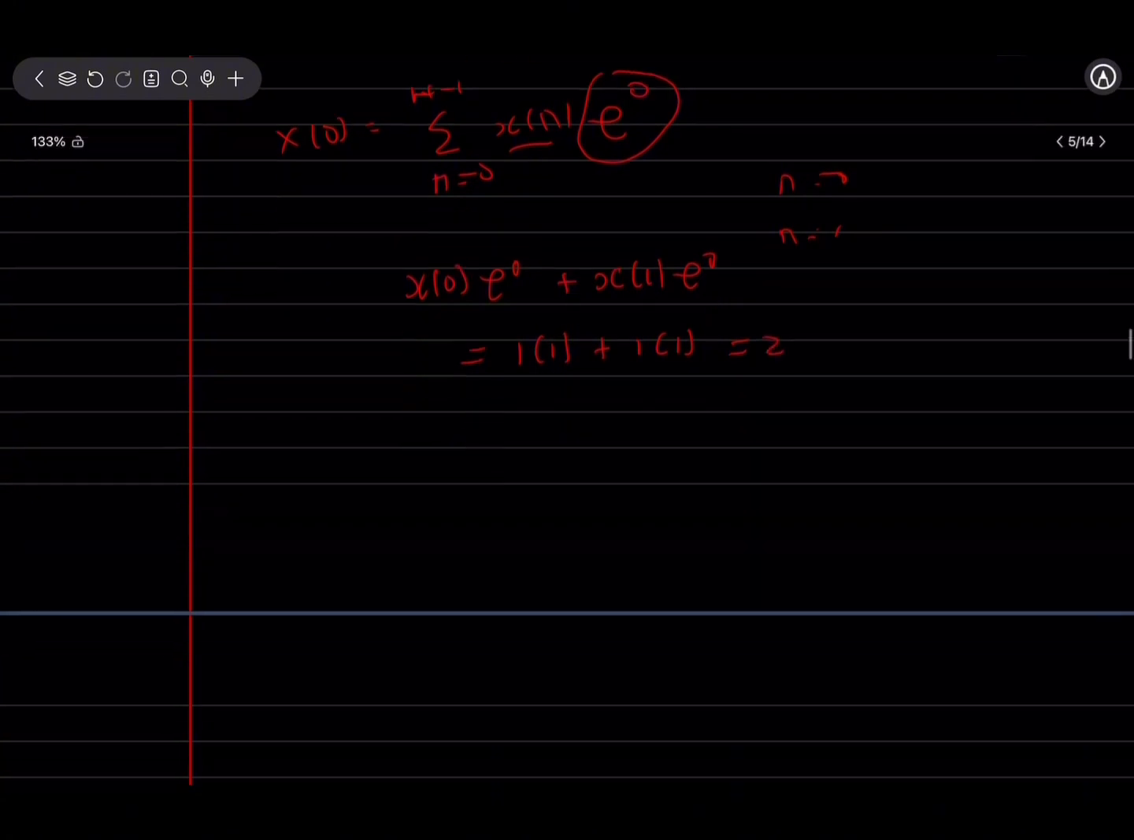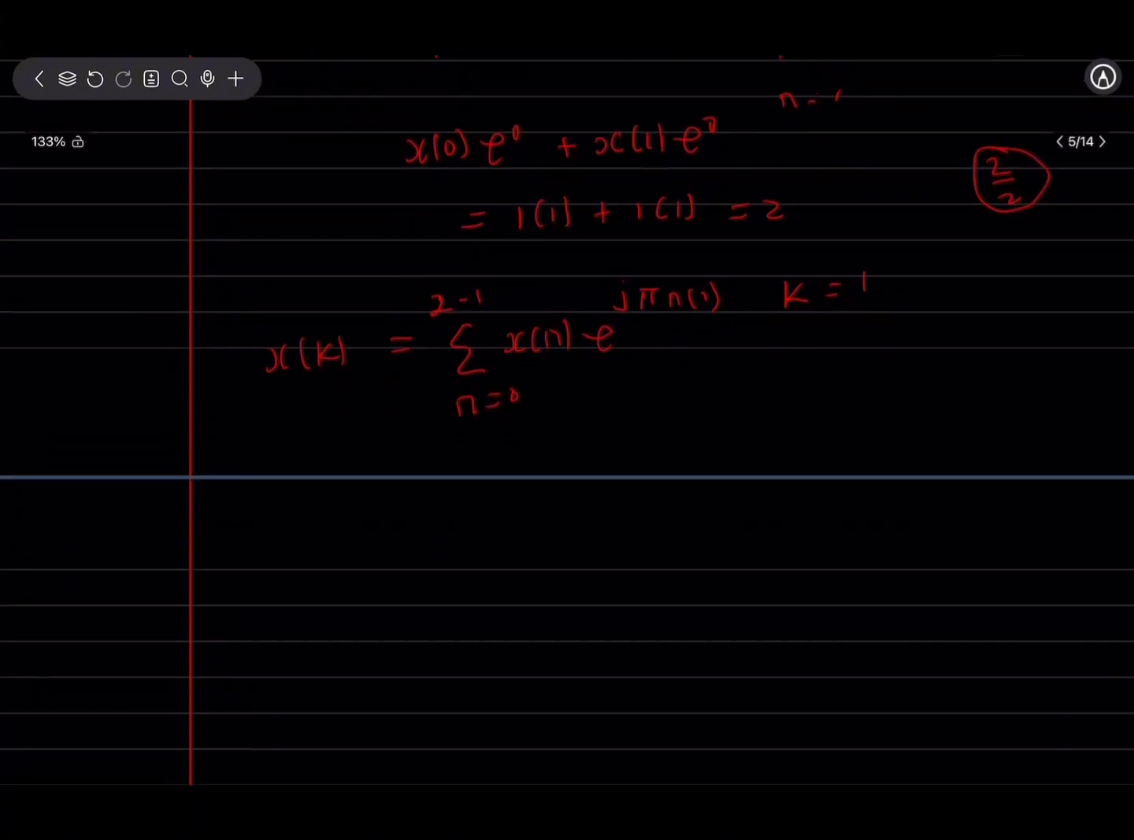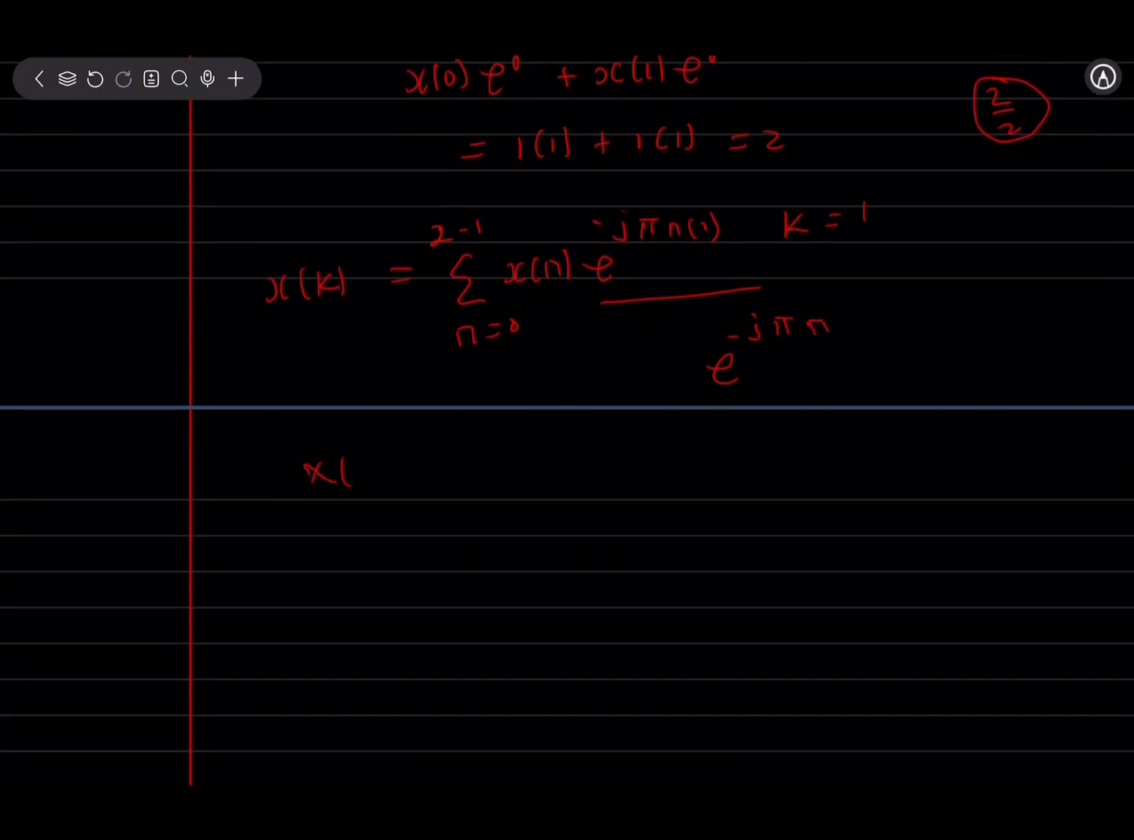Now, considering k equal to 1, we get X of k equal to the summation of n equal to 0 to 2 minus 1, x of n, exponent negative j pi n k, and k is 1, so you bring 1 there. I didn't bring the over N there because the 2 up there has cancelled it out, since the number of samples in the sequence is 2. So based on that, the exponential part is exponent negative j pi n. So let me write it here: X of 1 equal to the summation of n equal to 0 to 1, x of n, exponent negative j pi n.